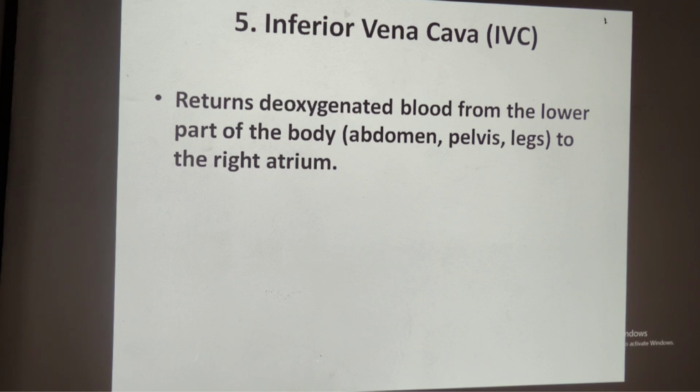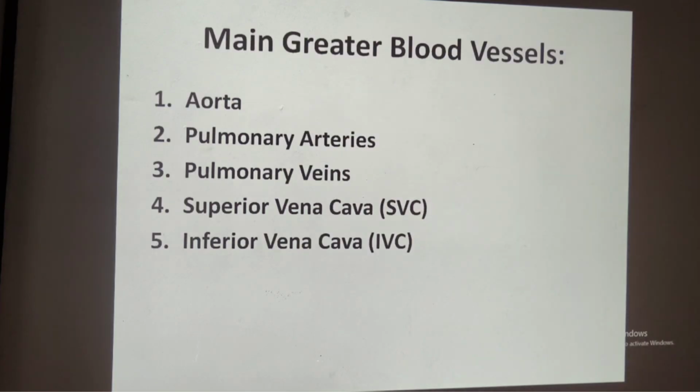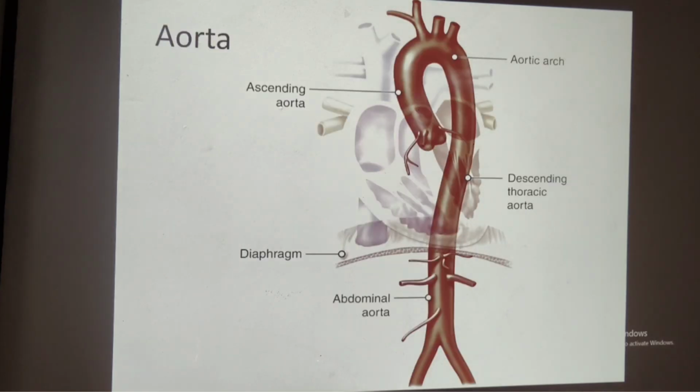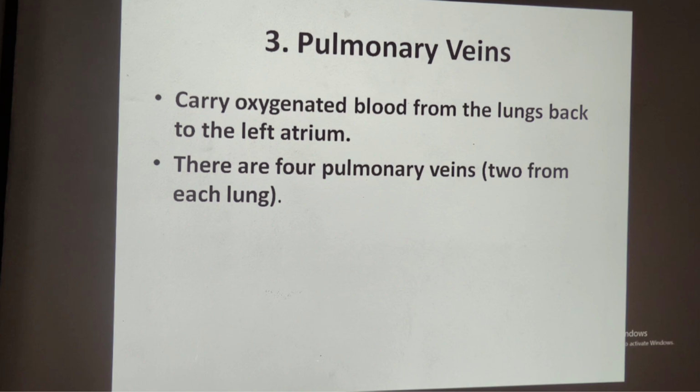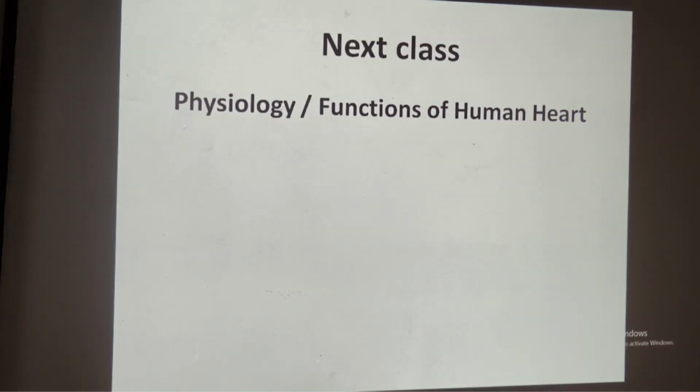So these are the major blood vessels. What are the major greater blood vessels? There are 5 major or main greater blood vessels: aorta, pulmonary arteries, pulmonary veins, superior vena cava, inferior vena cava. Hope you have understood, and we will have the functions of the human heart in the next class.